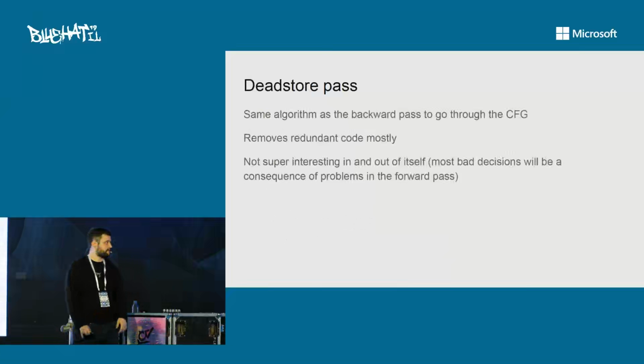And now a quick slide about the dead store pass, which is the last pass that's run by the global optimizer. Once again, not really interesting for us. It's the same algorithm as the first backward pass, and it's mostly there to remove what's redundant, such as type checks, which might be redundant because the thing is checked higher up in the CFG. And it's not super interesting if you're looking for bugs, because most of the bad decisions that will be taken in that pass will be a consequence of bad things happening in the forward pass.